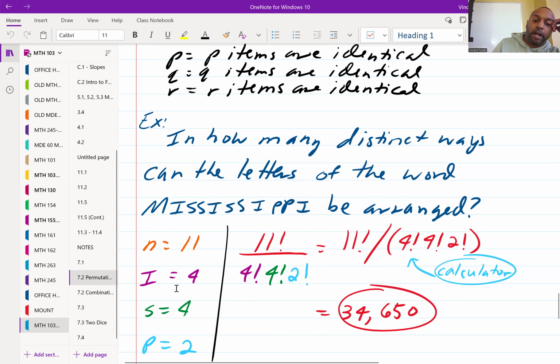Then we say that I is repeated 4 times, S is repeated 4 times, and P is repeated twice. So that's how we have the formula set up. My total numbers on top, that's N factorial, or 11 factorial. Then we have 4 factorial times 4 factorial times 2 factorial down bottom. When you go to throw it in a calculator, you probably want to use parentheses to make sure that whatever's in the bottom stays in the bottom. And then ultimately you'll get 34,650.